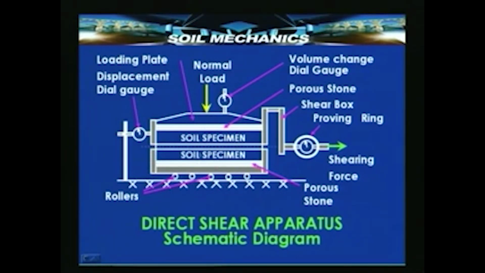Of course, a normal load is also applied to keep the specimen confined. Then there are other small additions, such as the dial gauge here to measure the volume change, the dial proving ring here to know the force that is applied, porous stones here to permit drainage, and a displacement gauge to know the displacement that the sample undergoes. All these together constitute the entire shear strength apparatus known as the direct shear apparatus.